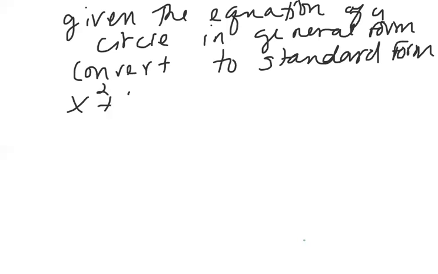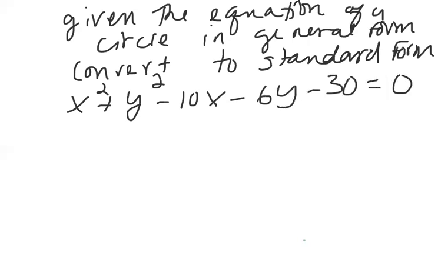X squared plus y squared minus 10x minus 6y minus 30 equals 0. This represents the general form of a circle. Obviously, it doesn't look like the previous examples we did. So you have to take this and rewrite it in standard form, so it looks like the previous examples we did, okay? So guys, on this one right here, here's how we're going to do it.